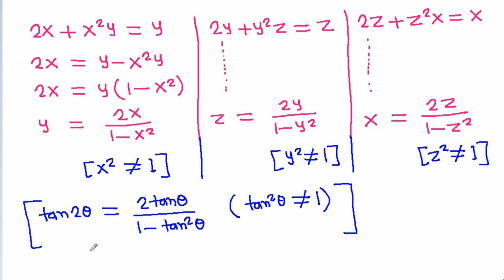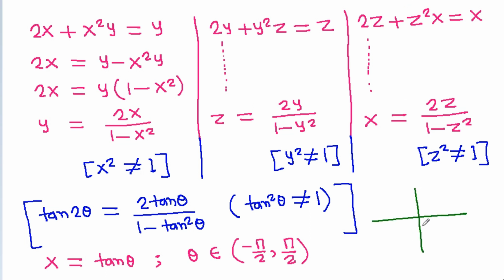So if we take x is equal to tan theta, theta belongs from minus pi by 2 to pi by 2, because tan theta is continuous from minus pi by 2 to pi by 2, and after pi by 2, it repeats itself, and before minus pi by 2, it repeats itself.